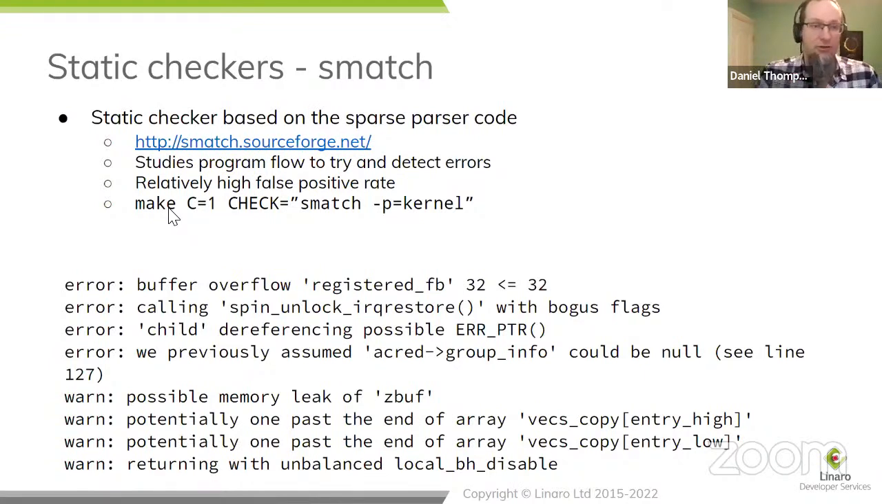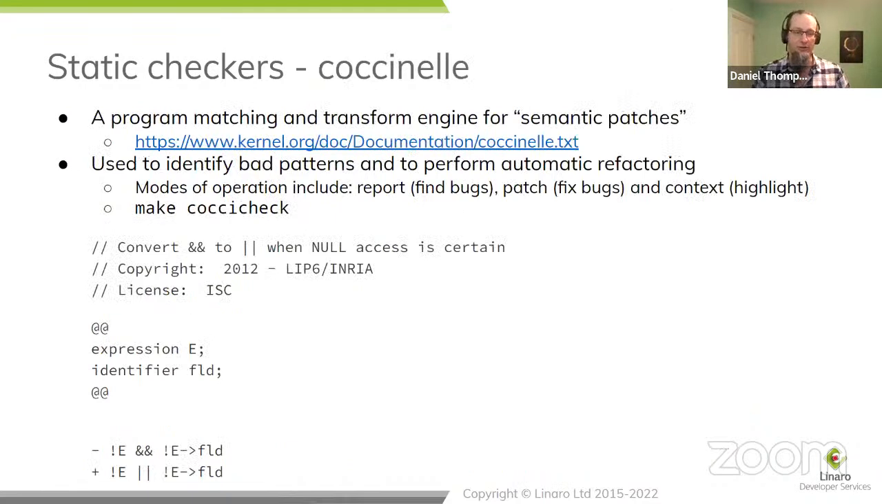And that really is all there is to say about it. To run it, we're using the same C=1, we just have to spell the checker differently. So instead of saying sparse, it now says -p kernel. And other than that, it works identically to sparse. It's the same code base.